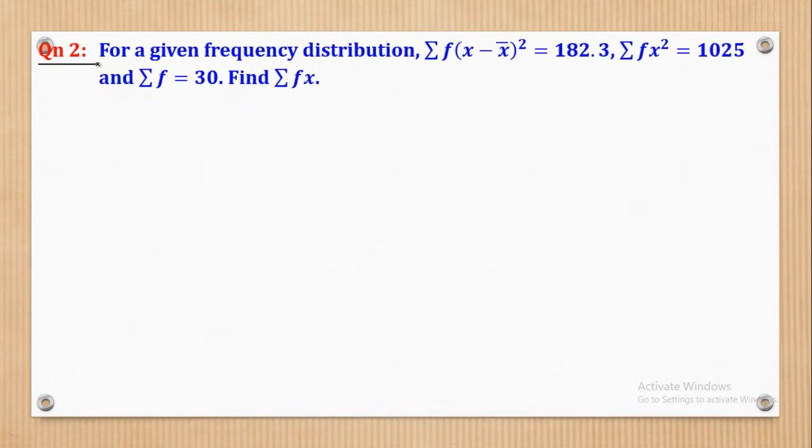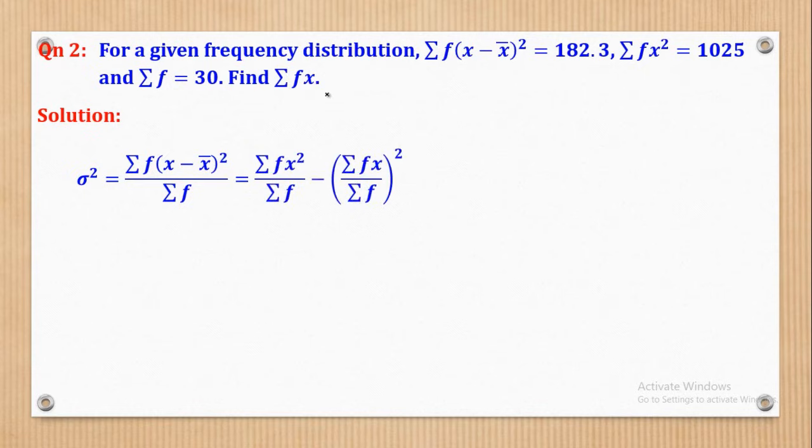So now we shall go to question 2, which says that for a given frequency distribution, summation of f times (x minus x bar) squared is equal to 182.3, summation of fx squared is 1025, and summation of f is 30. Find summation of fx. So from here I shall remember the two expressions for variance, and first code them, then we substitute.